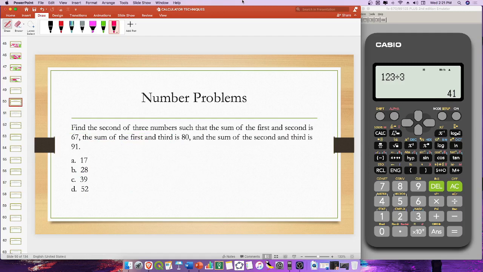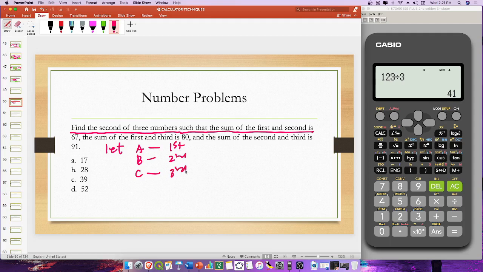According to the problem now, find the second of the three numbers such that the sum of the first and the second is 67. So these are the numbers. So I will let a. What is important here now is you define your variable. Okay, I will let a as my first. This is my second, and this is my third number.